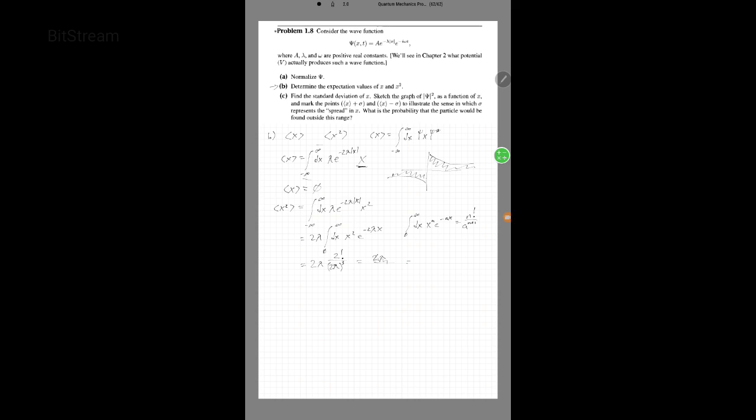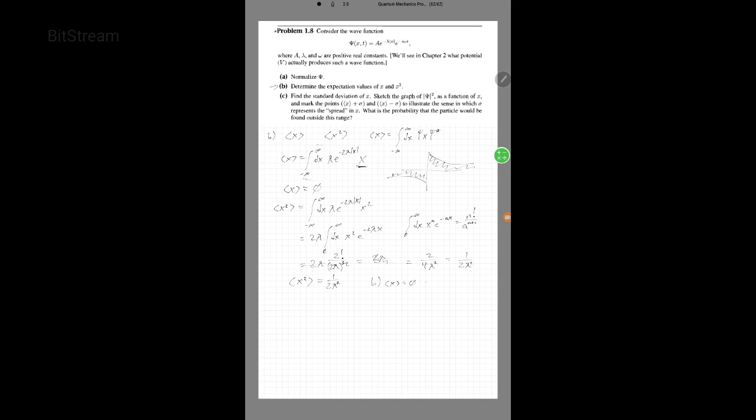One of those is totally gonna cancel. 2 over 4 lambda squared, and that equals 1 over 2 lambda squared. And that's what we get for our expectation value of x squared. 1/2 times 1 over lambda squared. Okay, so that's what we got for b.